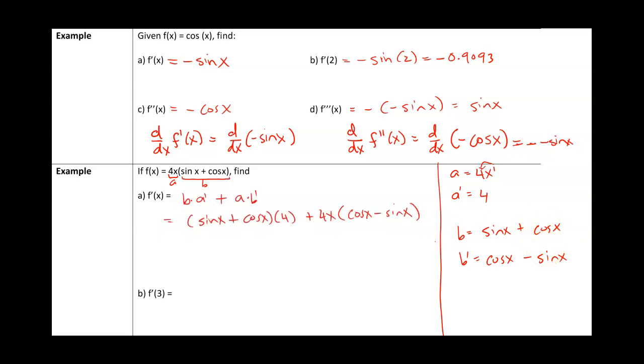Now we just plug this into the product rule, which is b times a prime plus a times b prime. So I have my b, which is sine of x plus cos x, times my a prime, which is 4, plus my a, which is 4x, times my b prime, which is cos x minus sine x. And then if I do f prime of 3, replace each of the x's you see with a 3, we're going to get negative 16.9688.